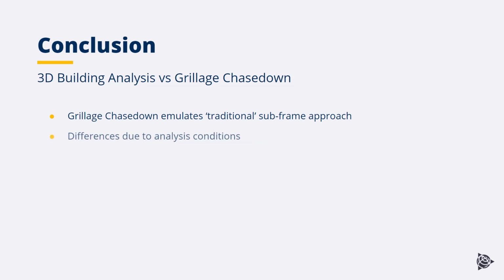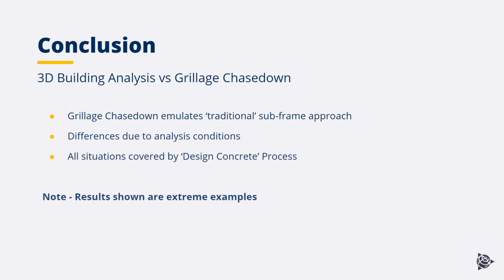From this we can see that the results of the Grillage Chasedown will represent a close approximation of a traditional gravity-only subframe analysis when compared to the 3D building analysis. These differences are seen due to the analytical conditions and restraints that are applied to the Chasedown submodels during the analysis. Both analyses will represent an approximation with assumptions about how the model will behave.